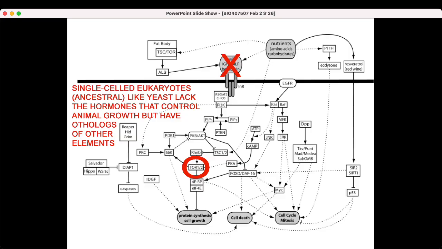And over here on the far left, Salvador, hippo, and warts are proteins that regulate growth in fruit flies. And when I teach developmental biology, we don't talk about growth. We really talk about a different part of development because scientists didn't understand growth very well, but now they understand it really well. And hippo and warts and Salvador do these really interesting things in the normal regulation of growth.